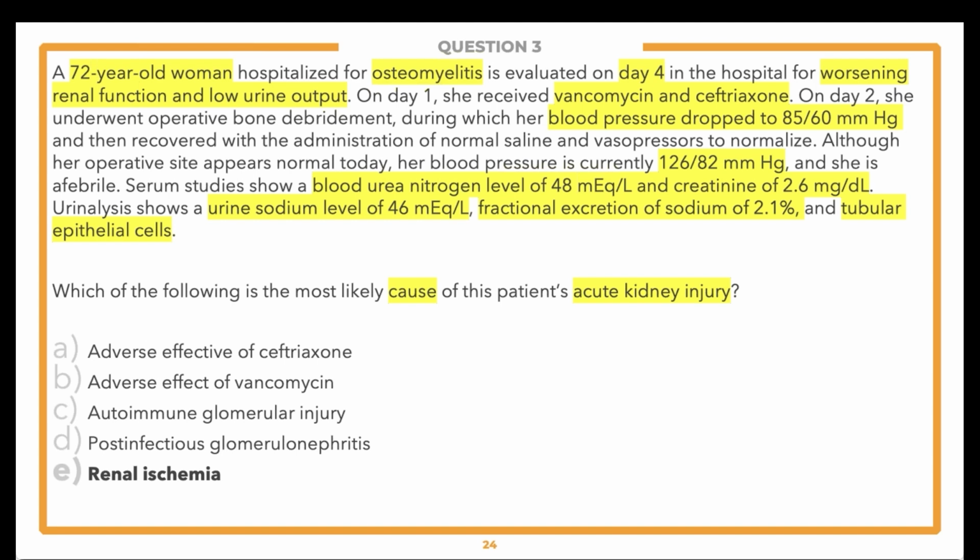So, what I'm seeing is a FENa of 2.1% with a urine sodium of 46. That means I have a high urine sodium, which should generally be less than 20, and a high FENa. So there's a lot of sodium in my urine, which means my ability to reabsorb sodium is damaged. The problem is there's actual damage to the kidney.